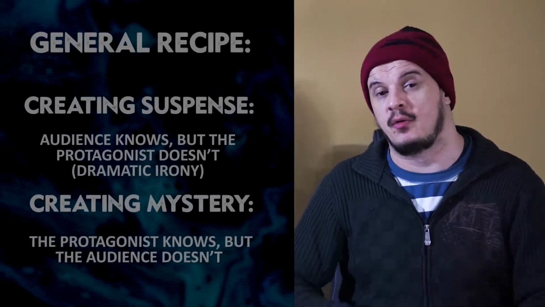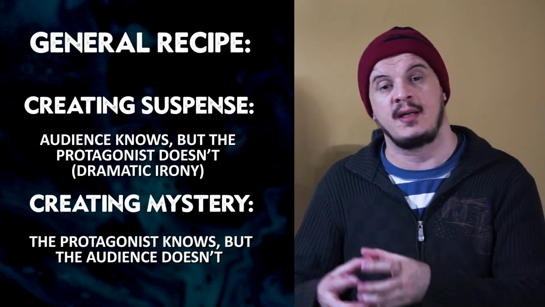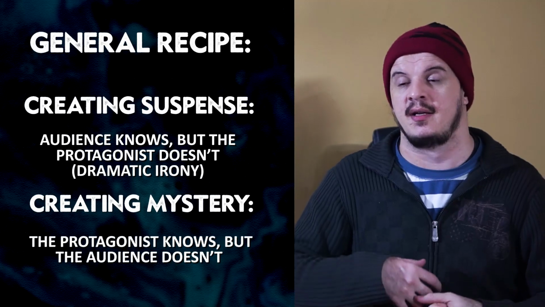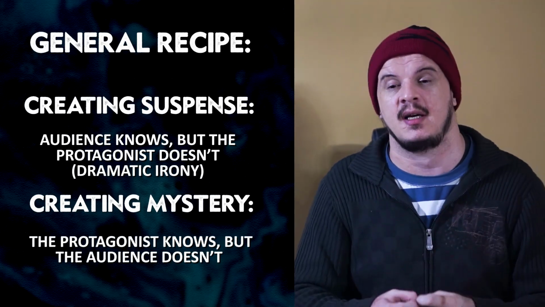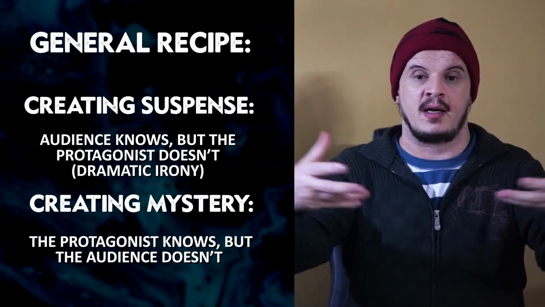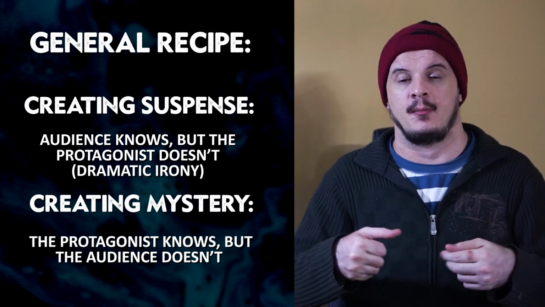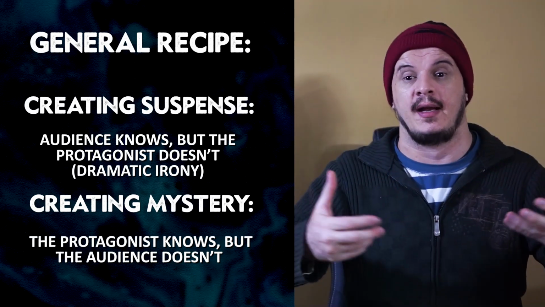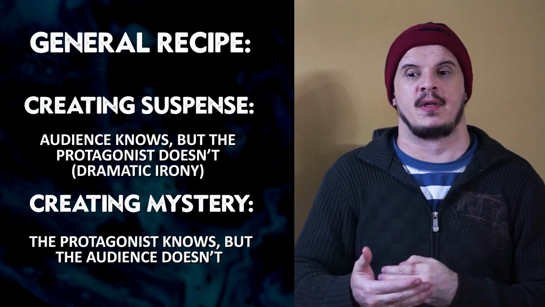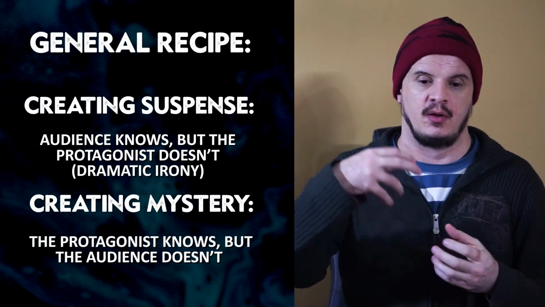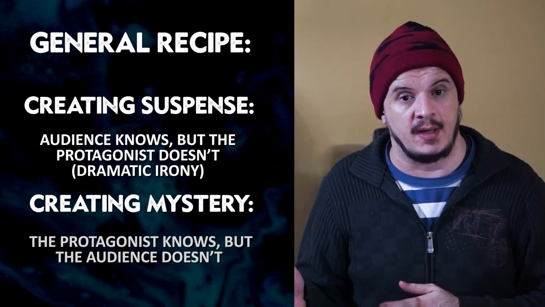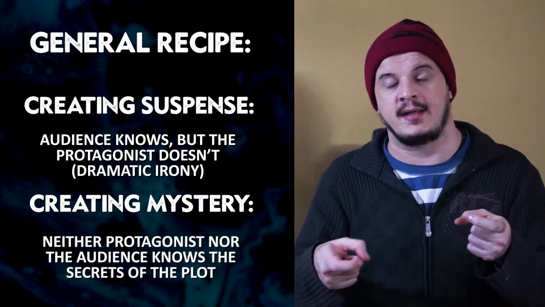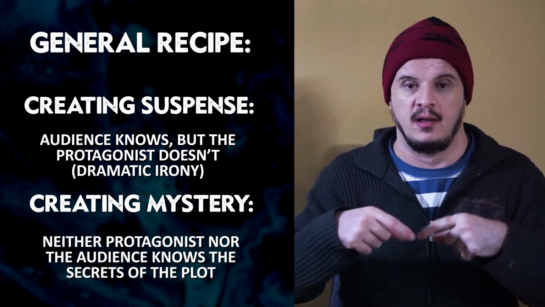Generally, the recipe for creating suspense or mystery has to do with the secret. If you show the audience the secret, you create suspense, because then it's suspense of when the other characters eventually get wind of it or find out the truth and how they would react. And the recipe for mystery is when the writer keeps the secret away from the audience, and sometimes even the main character. Then the audience and the main character gradually learn the truth.